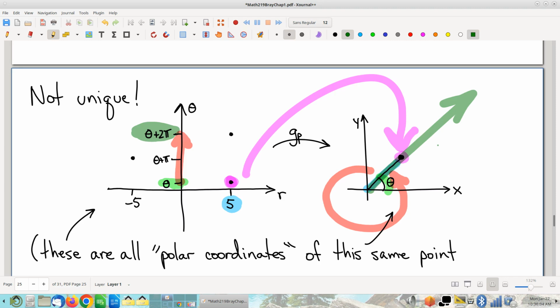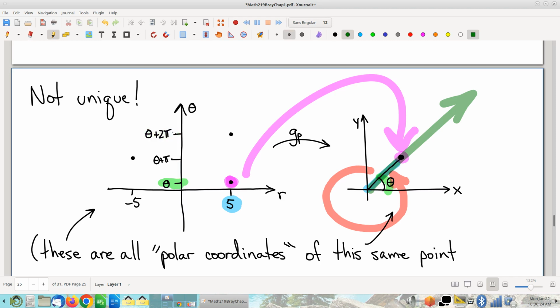Right? So polar coordinates are not unique. It's a one-way deal. If you give me polar coordinates, that defines a point. If you give me a point, there's lots of polar coordinates. So you can't talk about the polar coordinates for a point. All right. Now let's see here.